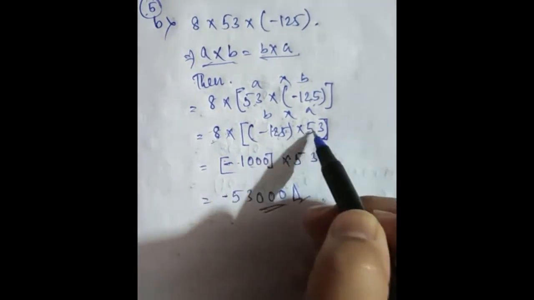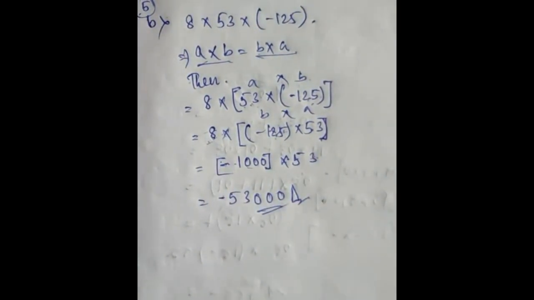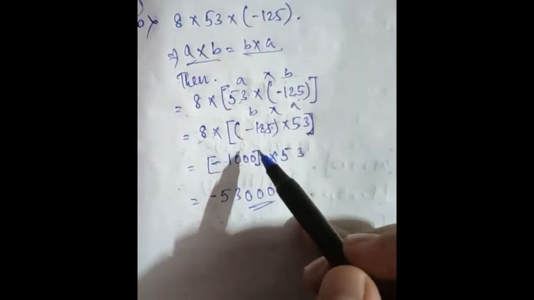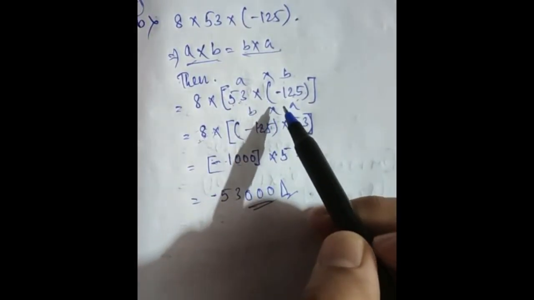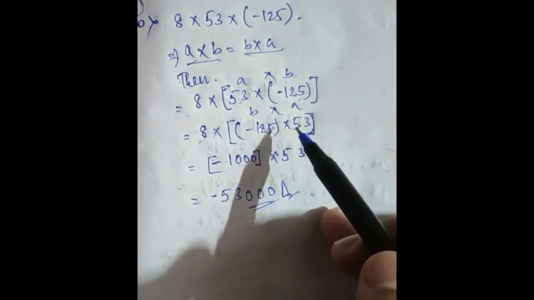So instead of multiplying with 53, I have multiplied with this. I hope you are clear with this. Okay, you can do this also, or you can multiply if you want to multiply, but I have done the easiest method. So let's proceed to the next one if you are clear with this.